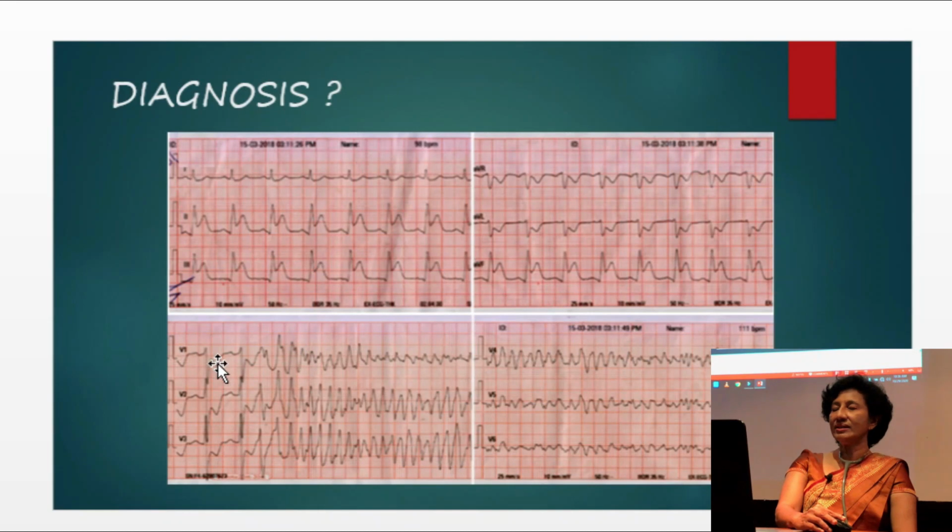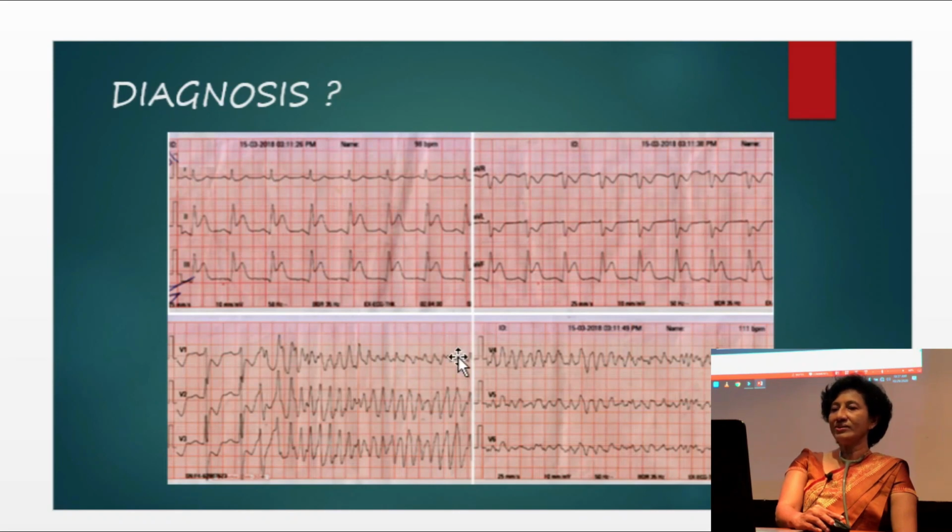Next you analyze lead V1. You can see ST depression. V1 to V3, what can you see? Again ST segment depression, followed by malignant ventricular tachyarrhythmia, polymorphic VT, ventricular fibrillation.